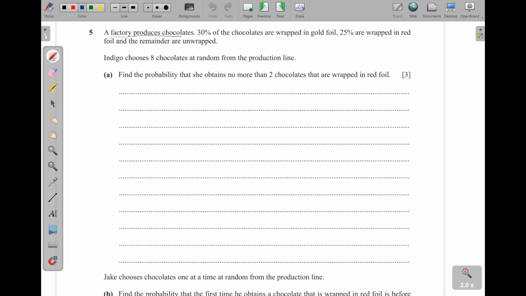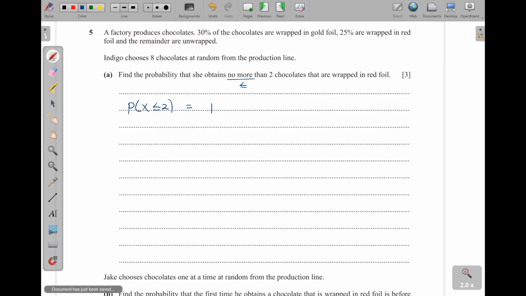Number 5, a factory produces chocolates. 30% of the chocolates are wrapped in gold foil, 25% are wrapped in red foil, and the remainder unwrapped. Okay, Indigo chooses 8 chocolates at random. N is known. Okay, that means this is a binomial. And then they're saying find the probability that she obtains no more than 2 chocolates that are wrapped in red foil. So not more than, this one here means less than or equal. Okay, so probability of x here less than or equal to 2.